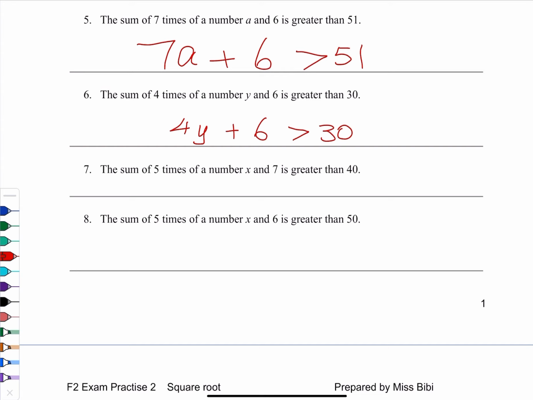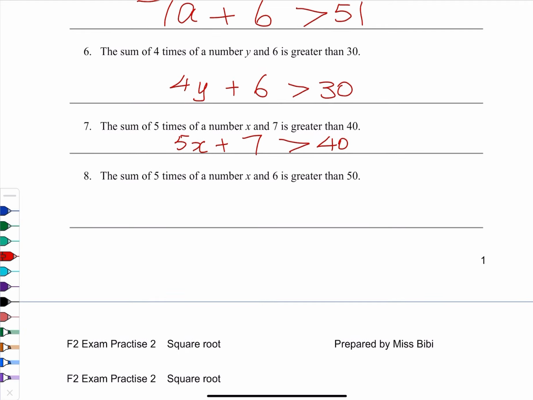The next, sum of 5 times the number x, and 7 is greater than 40. And the last one, 5 times the number x, and the sum with 6 is greater than 50. So these are the practice, basically inequalities.